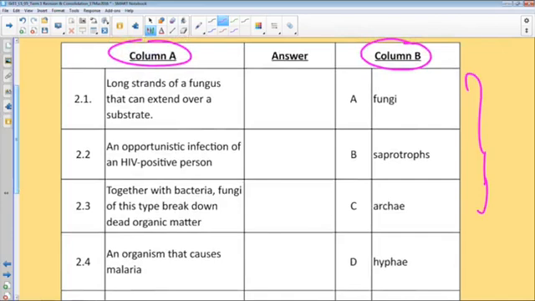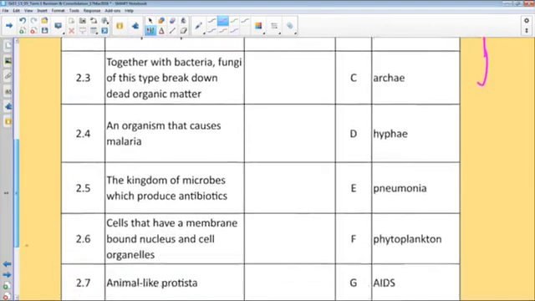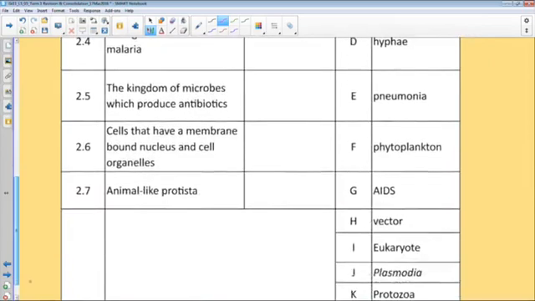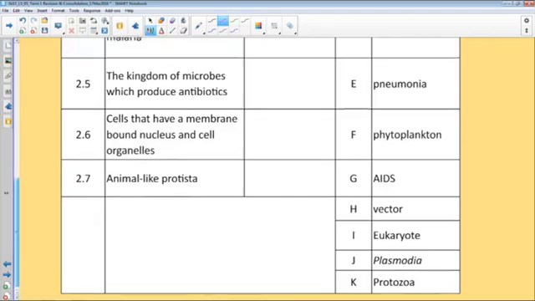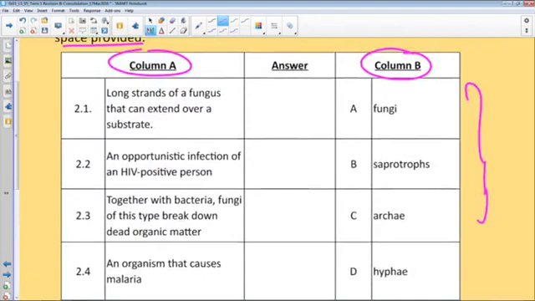Here we've got fungi, saprotrophs, archaea, hyphae, E, pneumonia, F, phytoplankton, G, AIDS, H, vector, I, eukaryote, J, plasmodia, and K, protozoa. So guys, I've looked at the various options that are available in column B. Let's look at the descriptions and try and match some of these descriptions to the terms listed in column B. So let's look at 2.1.